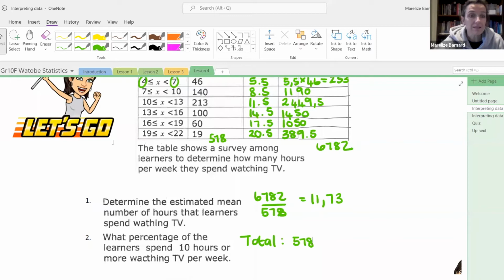Yuvika says 213. That's right. But those are not the only ones who watch 10 hours or more. Everyone who watches 10 hours or more must be included. Yes, Alwaba. Sorry, ma'am. I added the number of learners from 10 to 22. So I got 392. Excellent. And then did you carry on to calculate the percentage?